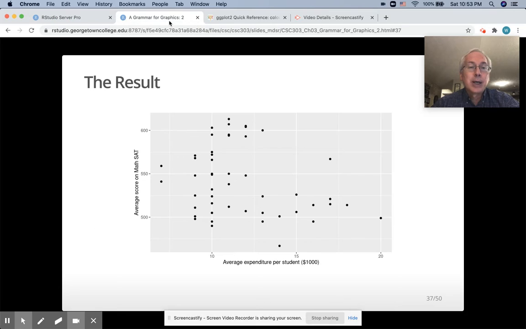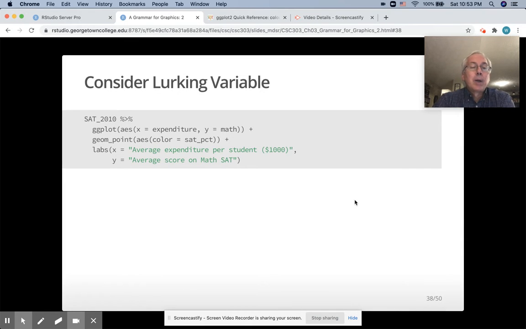And so that suggests that maybe we should see if the percentage of students who take the SAT within a state makes a difference. And so what we're going to do is add an aesthetic to geom_point, where we're going to color in according to SAT percentage. And so that's the only change we're going to make. We're going to add an aesthetic. And this is a good way for checking what we might consider a lurking variable. That is, a variable that has an impact on the relationship, but is not directly under study.